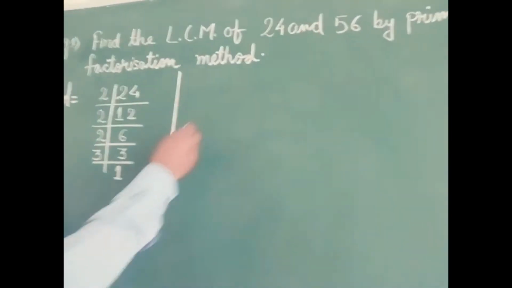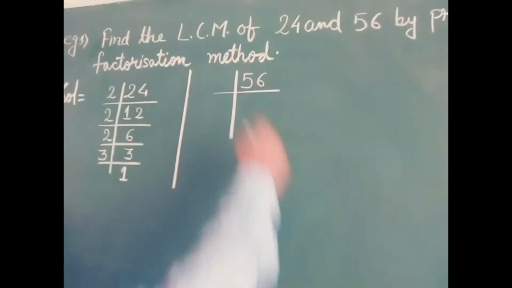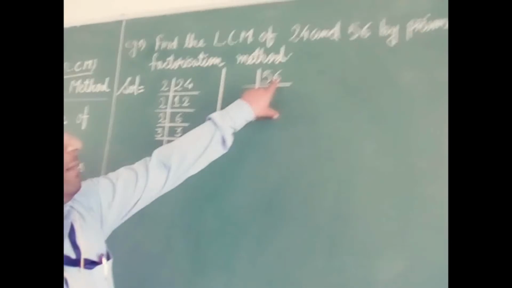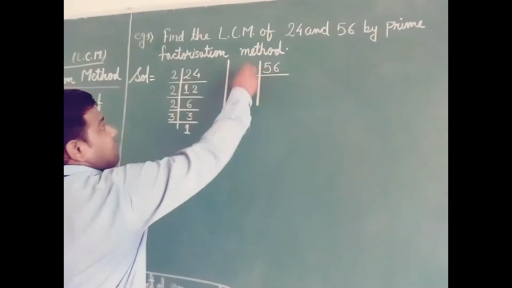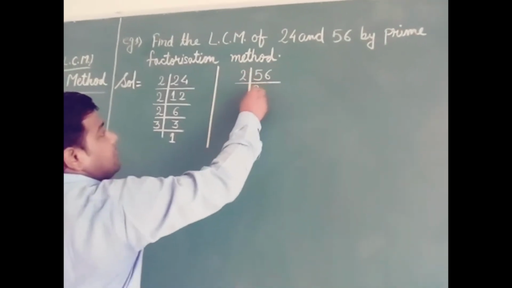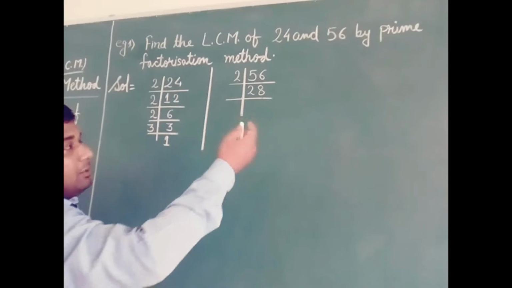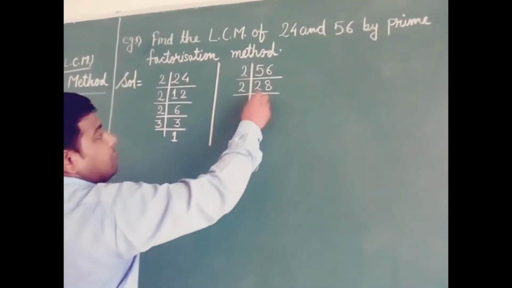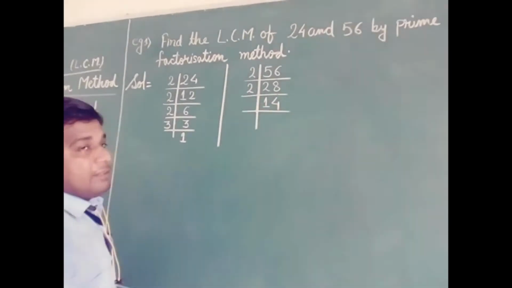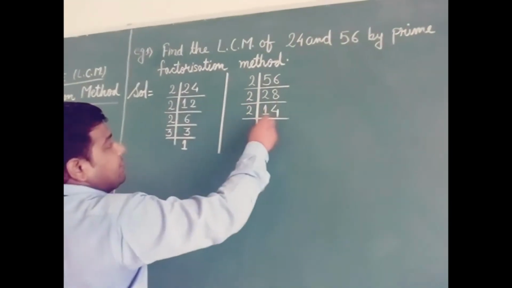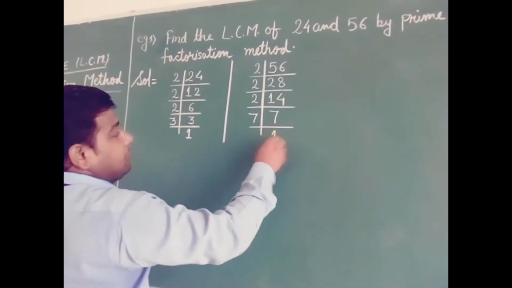The prime factorization of 56. 6 is divisible by 2. So 56 is also divisible by 2. When we divide 56 by 2, we get 28. Again, 28 is an even number. We divide 28 by 2, we get 14. Again, 14 is an even number. We divide 14 by 2, we get 7. Again, 7 divided by 7, we get 1.